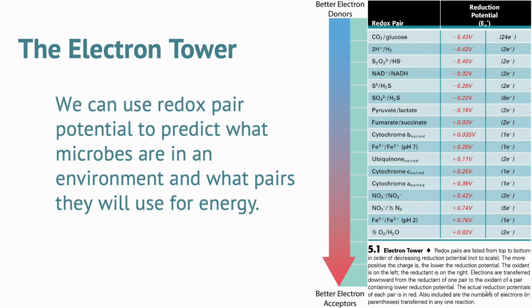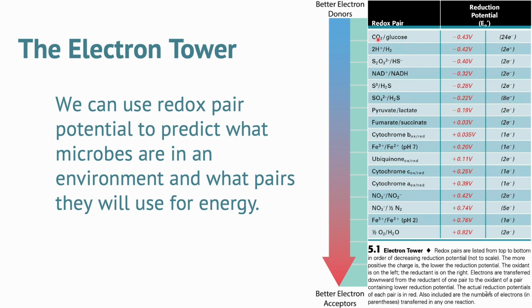We can use redox pair potential to predict what microbes are in an environment and what pairs they use for energy by using the electron tower. The substances at the top of the tower are strong reducing agents, and they readily donate electrons, and those at the bottom are strong oxidizing agents. They readily accept electrons. As you can see here, the CO2 glucose redox pair gives you 24 electrons, right? That's a lot of bang for your buck, where maybe a sulfate hydrogen sulfide pair only gives you 8 electrons.